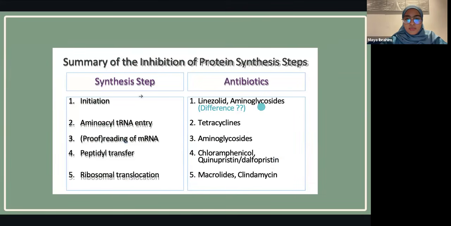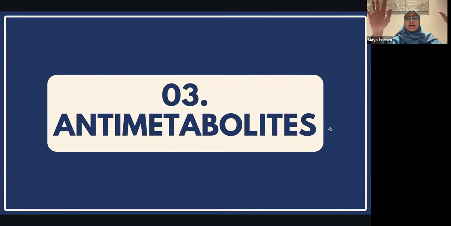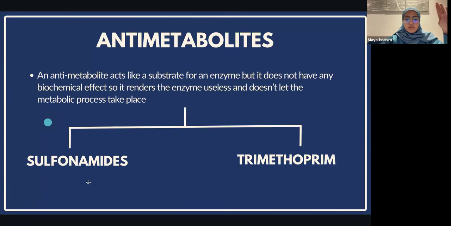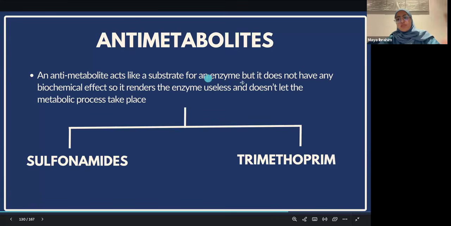And that's a recap of protein synthesis inhibitors. And now we can finally move on to the last pharma lecture, anti-metabolites. So anti-metabolites are drugs that are used as a substrate for an enzyme. They bind to that enzyme, but they don't necessarily do anything. They just bind there so that the other substrate won't bind. They render the enzyme's activity useless, okay? They don't let the metabolic process take place. And there's two kinds for this part, sulfonamides and trimethoprim, okay?